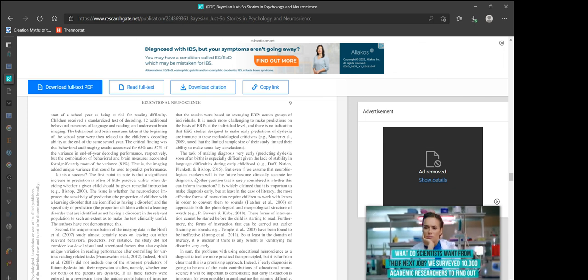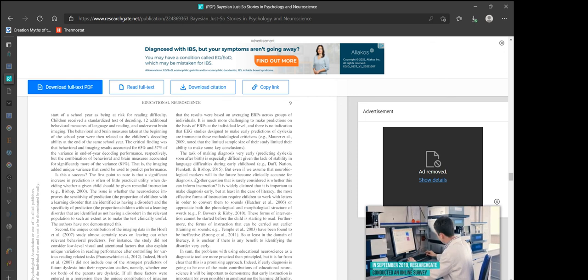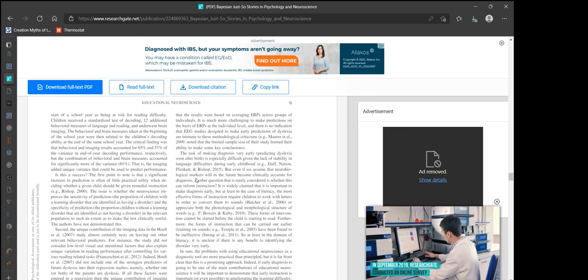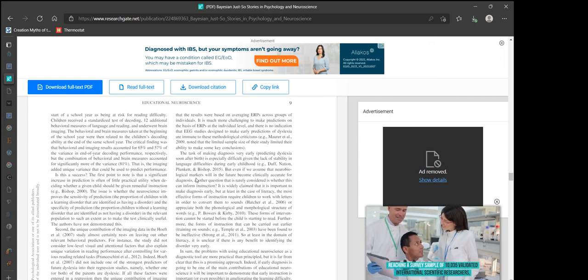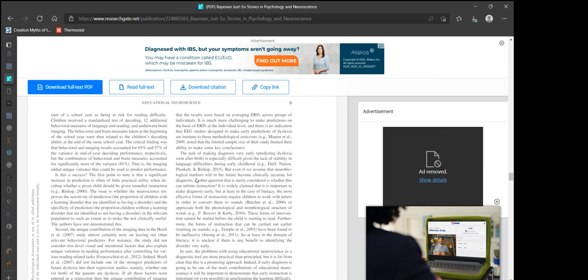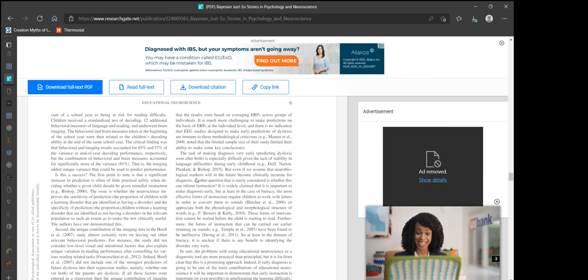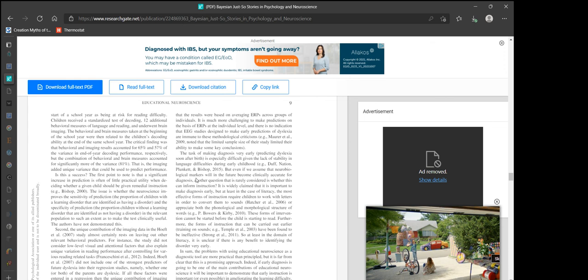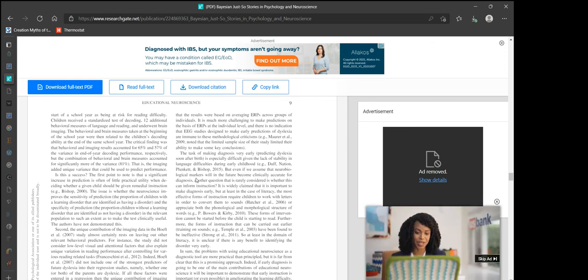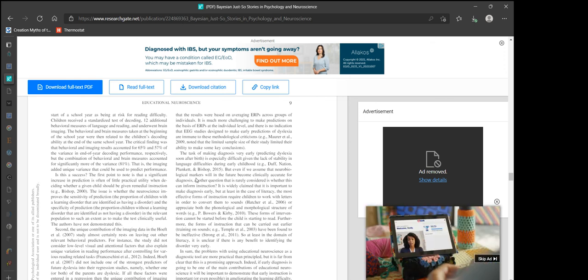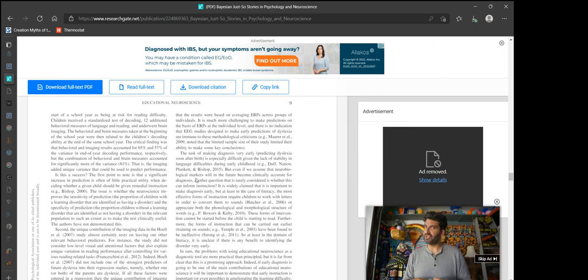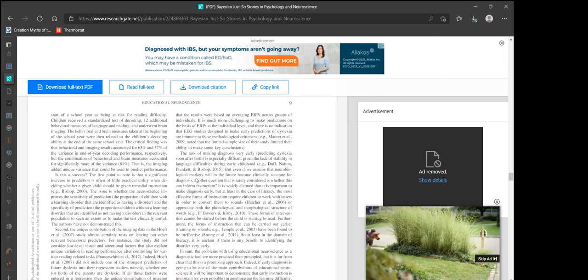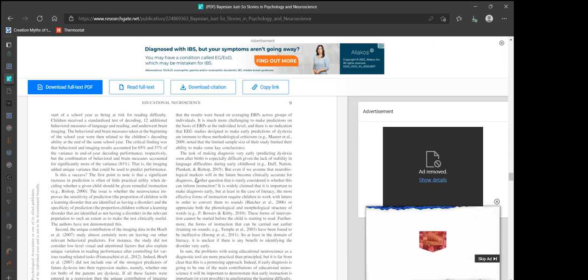Is this a success? The first point to note is that a significant increase in prediction is often of little practical utility when deciding whether a given child should be given remedial instruction. The issue is whether the neuroscience improves the sensitivity of prediction, the proportion of children with a learning disorder that are identified as having a disorder, and the specificity of prediction, the proportion of children without a learning disorder that are identified as not having a learning disorder, in the relevant population to such an extent as to make the test clinically useful. The authors have not demonstrated this.